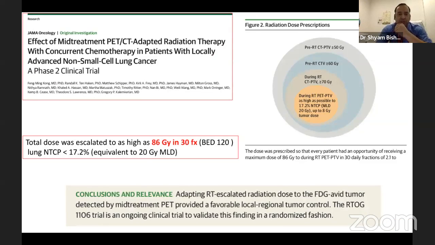Then there was a phase 2 clinical trial by Kong et al., which escalated the dose up to 86 gray in 30 fractions, a BED of 120, with the use of PET imaging for metabolic volume dose escalation treatment. They found that dose escalation to the FDG-avid tumor was safe and improved the local regional control.